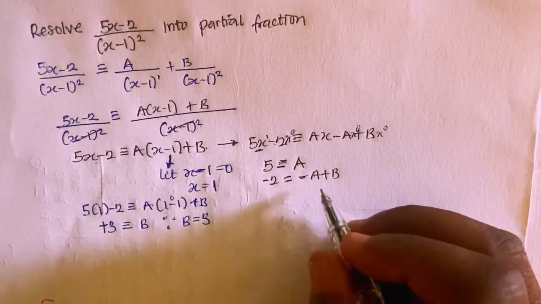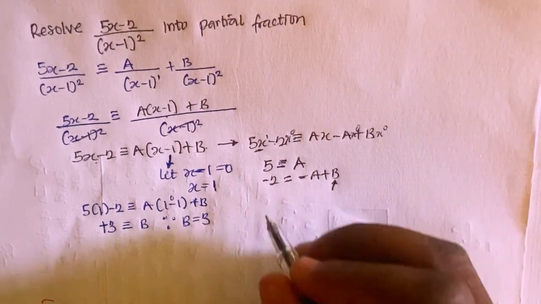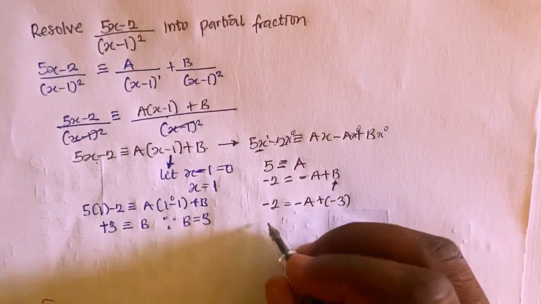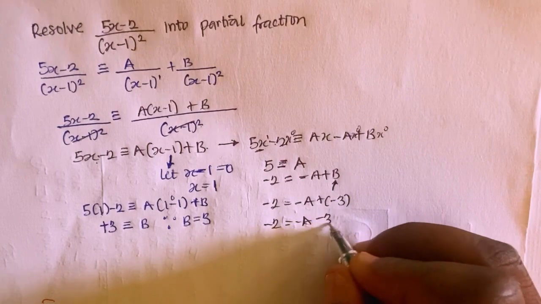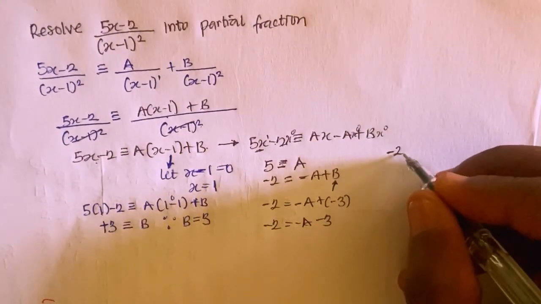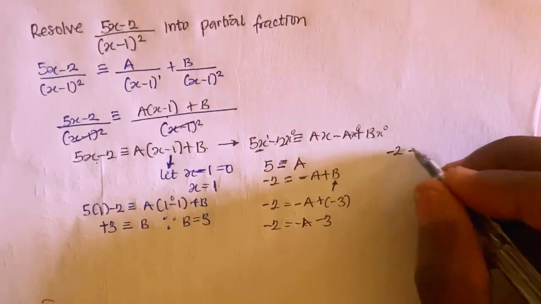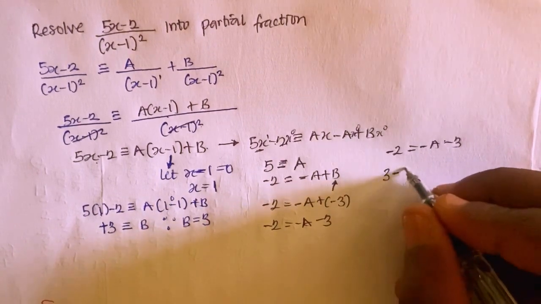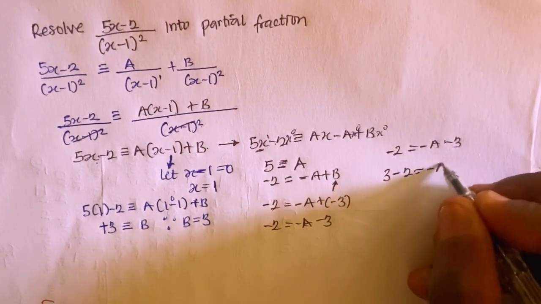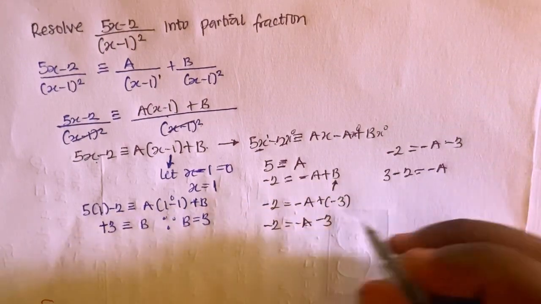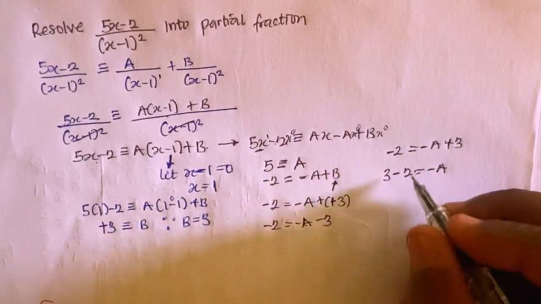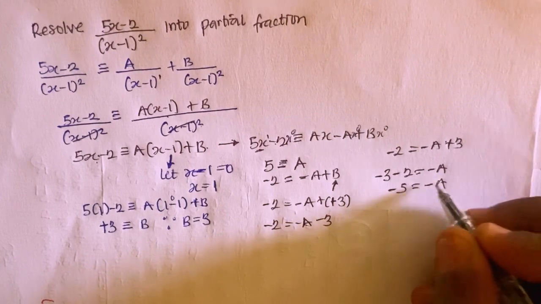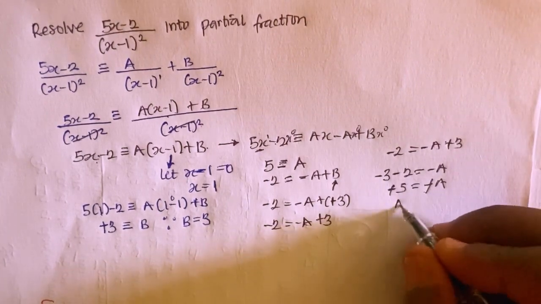Since my B is equal to 3, let me just put 3 here. Then I'm going to have -2 equals -A + 3. Sorry, it's plus 3. Then I'm going to have -3 - 2, which equals -A. Then this is -5, which equals -A. This cancels this, so I'm going to have my A equal to 5.